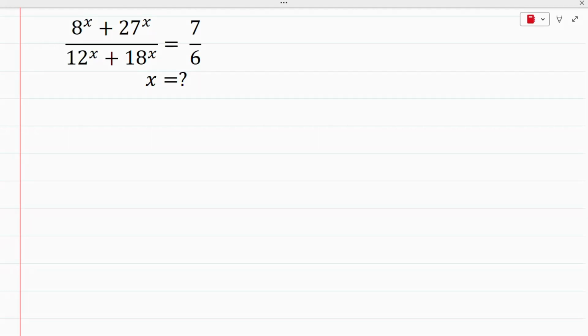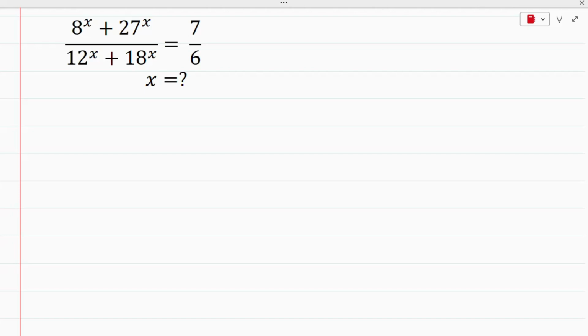Right here we have this ninth exponential algebra problem, and the question says 8 raised to the power of x plus 27 raised to the power of x divided by 12 raised to the power of x plus 18 raised to the power of x, and this is equal to 7 over 6, and we are to find the value of x.